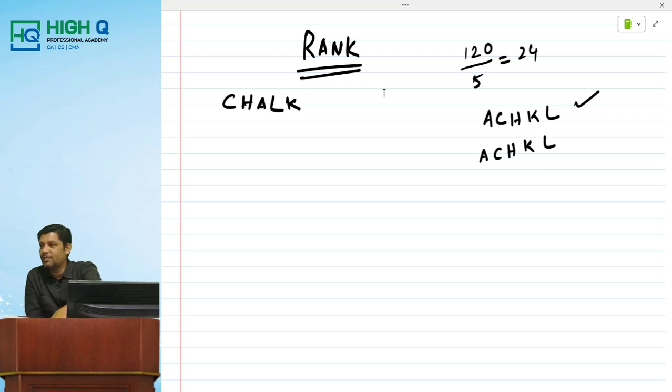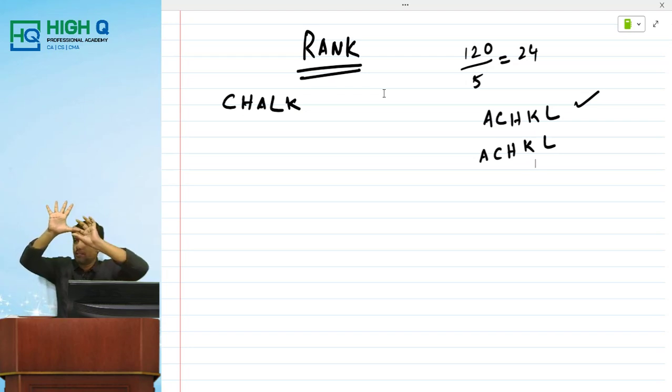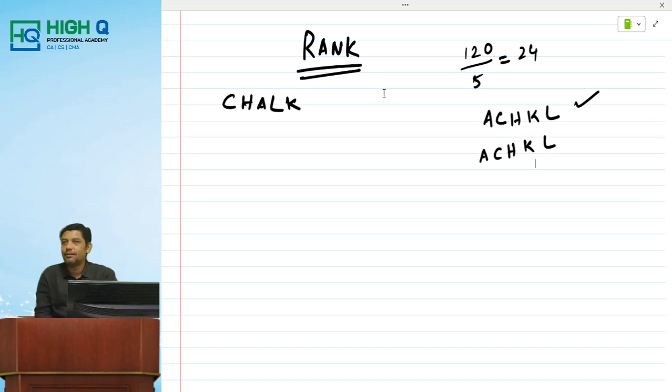Now in simple language, I'll tell you. There is a 5-letter word. Total 120 words can be formed. Now look at this. The first 24 words will always begin with A. Do you all agree? Positions 1 to 24 will always begin with A. From 25 to 48 begin with C. CHALK begins with what? C.